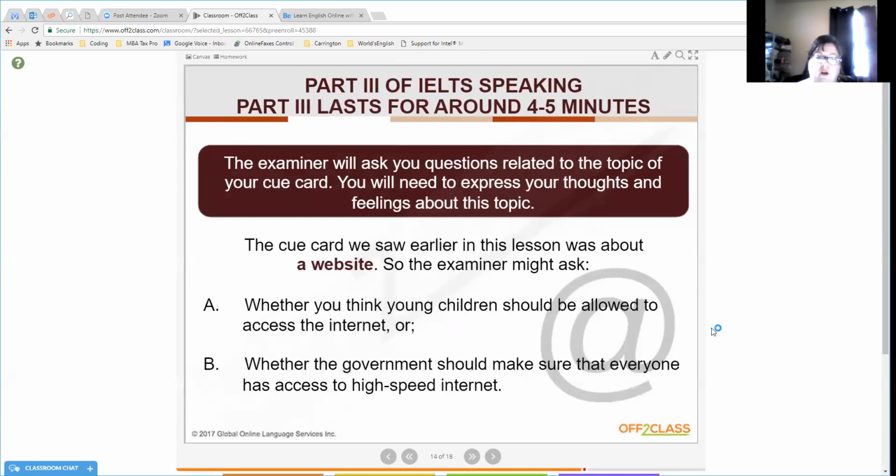So, the cue card we saw earlier was about a website. For example, the examiner might ask you whether you think young children should be allowed to access the internet. So, it's an opinion question. It's about your thoughts and your feelings on the topic. Another example, whether the government should make sure that everyone has access to high-speed internet.